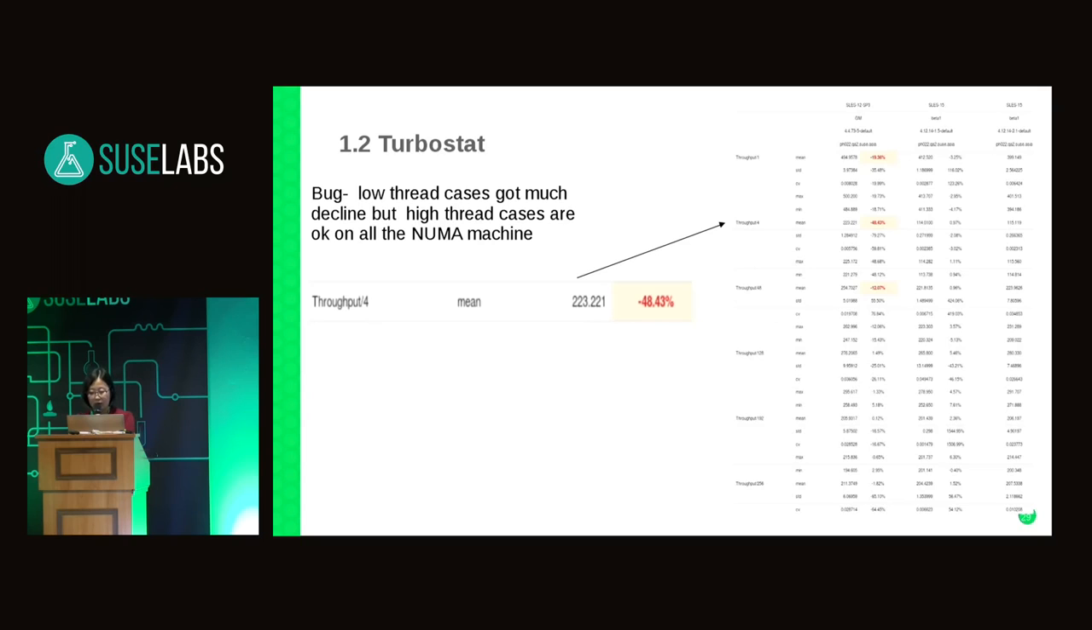So here, let's see what we found with turbostat during testing. Here is a bug about the I/O cases. Here we can see the low thread cases got a much larger decline than the high thread cases, especially for throughput, where it got a decline of more than 48%.